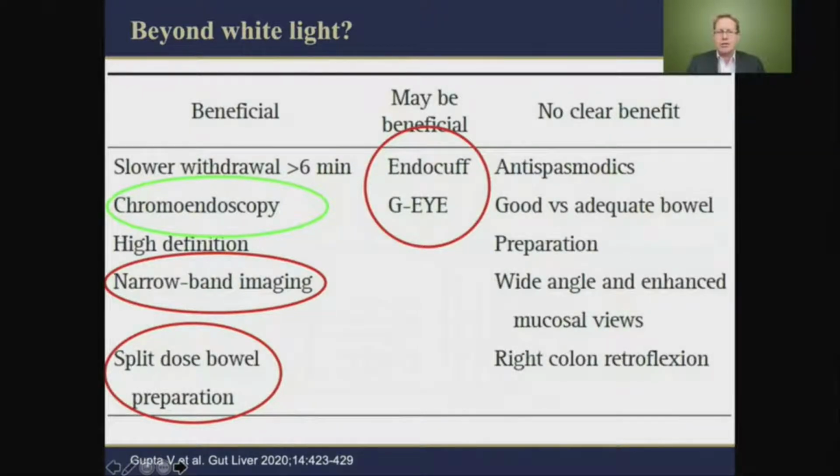So what's beyond white light? There are now a couple of other things that may be beneficial. So endocuff and GI both have some supportive randomized data. Things that are definitely beneficial, so chromoendoscopy consistently seems to improve detection. The basics again: slow withdrawal, high definition instruments, split dose bowel prep. I know I said I wasn't going to talk about prep, but there is data for that, and a bit of data recently for narrowband imaging.